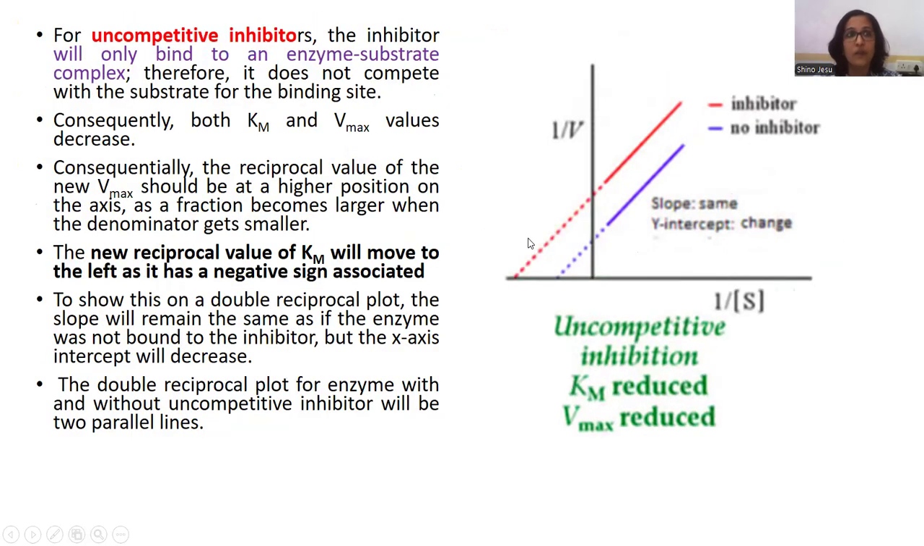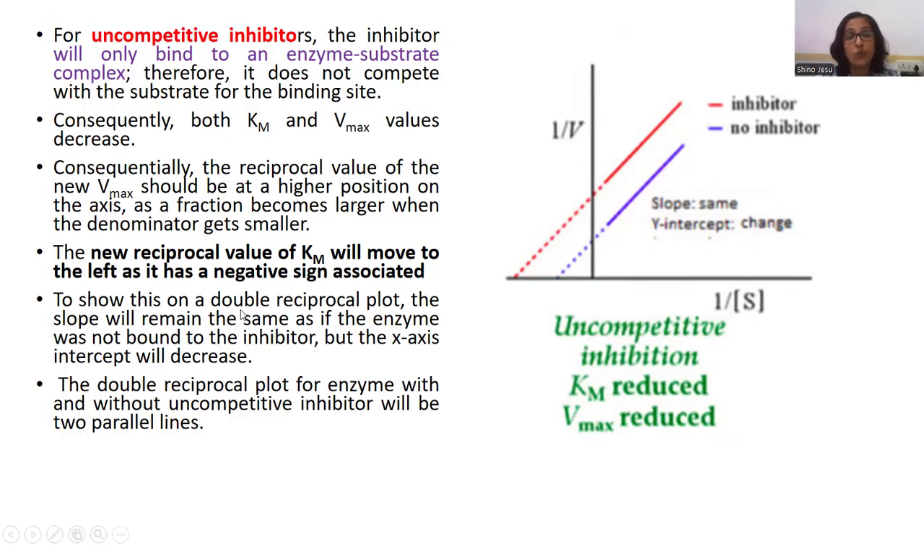For uncompetitive inhibitors, the inhibitor will only bind to an enzyme-substrate complex. Therefore, it does not compete with the substrate for the binding site. Consequently, both Km and Vmax values decrease. Consequently, the reciprocal value of the new Vmax should be at a higher position. You can see here in the graph, the red line on the y-axis, as a fraction, becomes larger when the denominator gets smaller. The new reciprocal value of Km will move to the left as it has a negative sign associated.